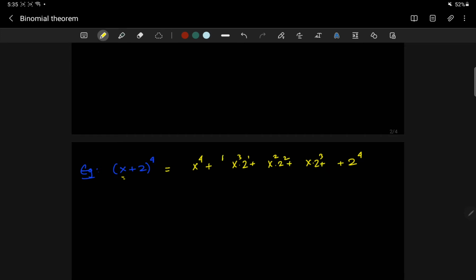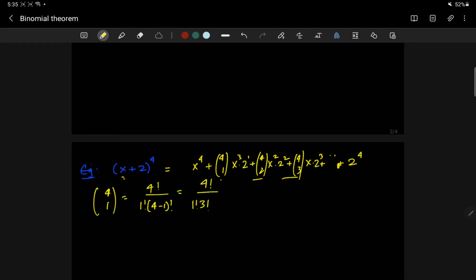Now that number is 4c1, 4c2, 4c3, 4c4, which is 1. So we've got to figure out these three. So 4c1 is 4 factorial over 1 factorial times (4 minus 1) factorial. That's 4 factorial over 1 factorial times 3 factorial. 4 times 3 times 2 times 1 over 1 times 3 times 2 times 1, cancel.